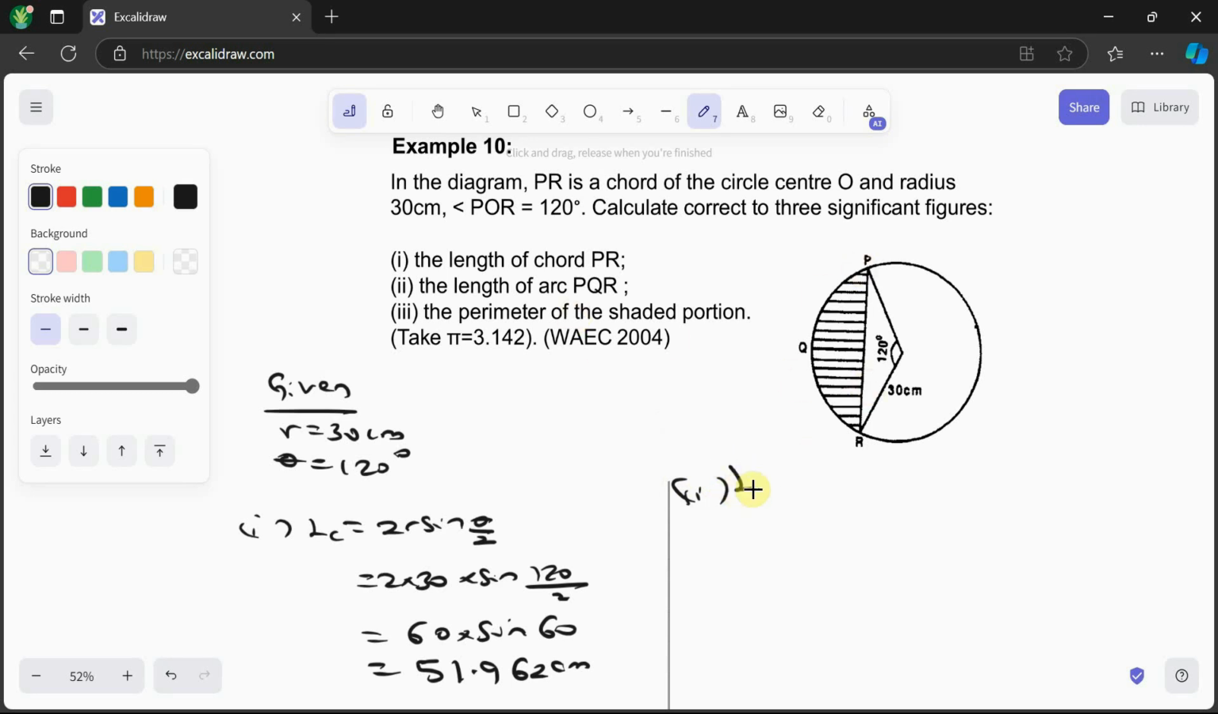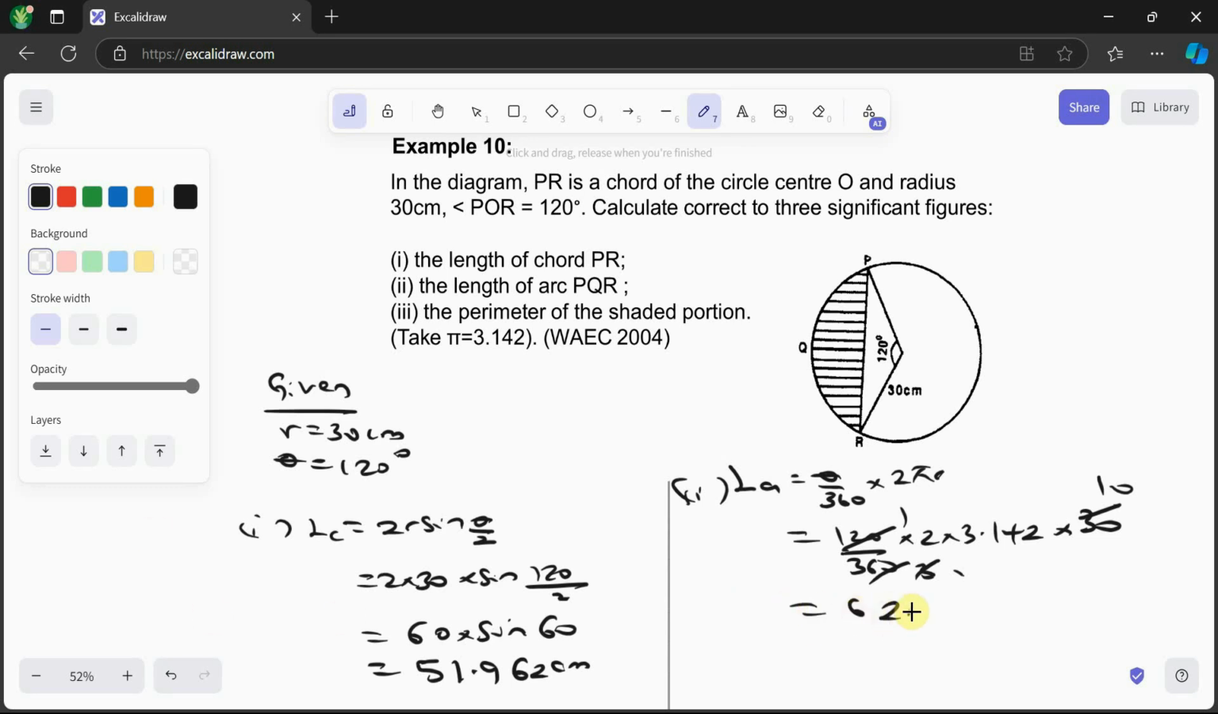Now it says that we should find the length of arc PQR. The length of arc is theta over 360 times 2 pi r. This will give you 120 over 360 times 2 times 3.142 times r, which is 30. So this can go here, 3 here 1, 3 here 10. So this is like saying 2 times 3.142 multiplied by 10, and this gives me 62.84 centimeter. That's the length of the arc.